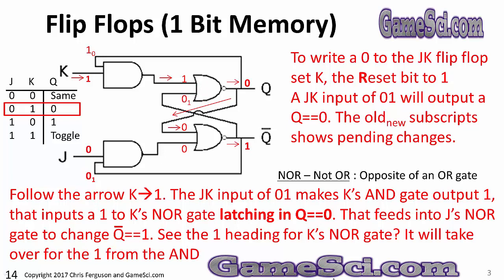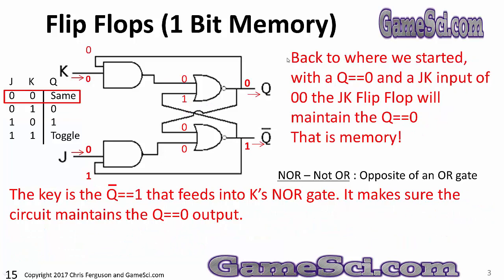Takes a little while to get used to it, but once you start understanding the timing of the circuit, it works. A JK flip-flop can store a 0 or 1. We're back to where we started. With a Q equal to 0 and a JK input of 0, 0, the JK flip-flop will maintain that Q equal to 0. That is computer memory.